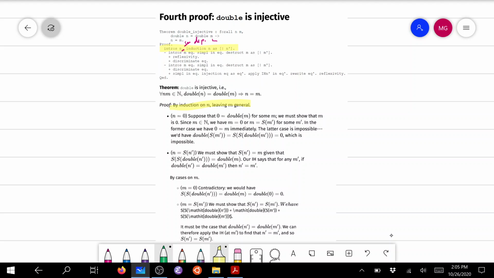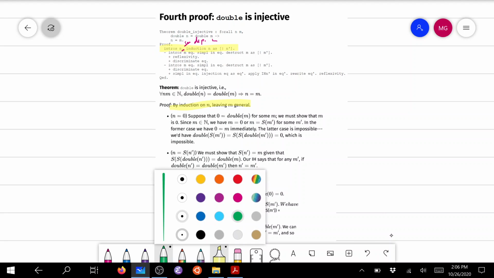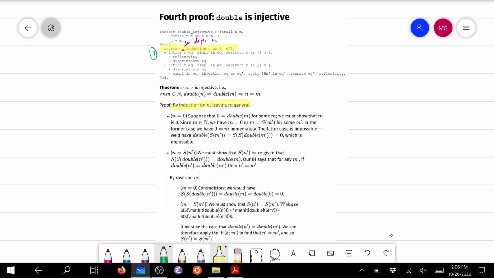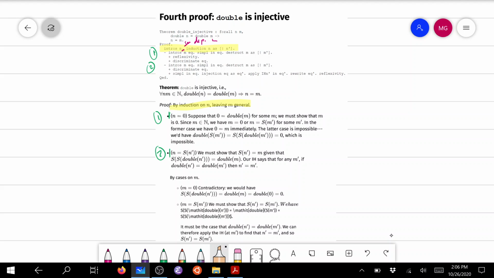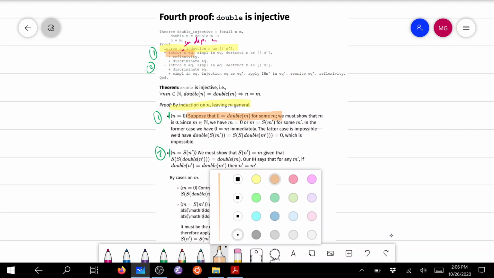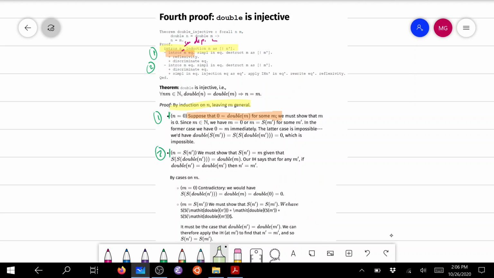Okay, after that, you can see that there are two cases. Case 1, case 2. Here's case 1, here's case 2. And as usual, we're giving a little bit more detail than you might have expected just to keep people on track. Okay, next up, you'll notice that this intros m eq corresponds to this. Suppose that 0 equals double m for some m. And while we're at it, we go so far as to remind people of where we're headed. We must show that m is 0.